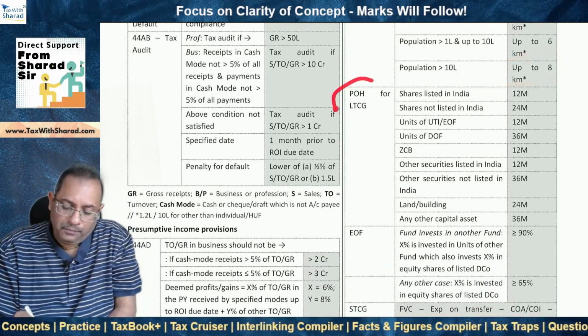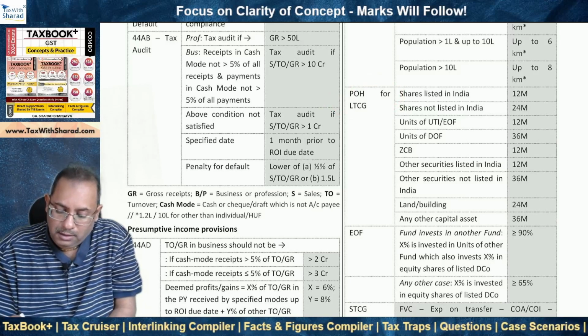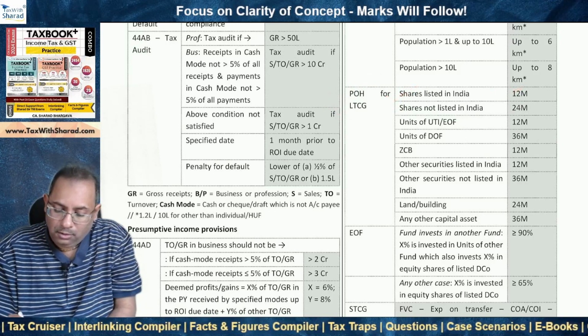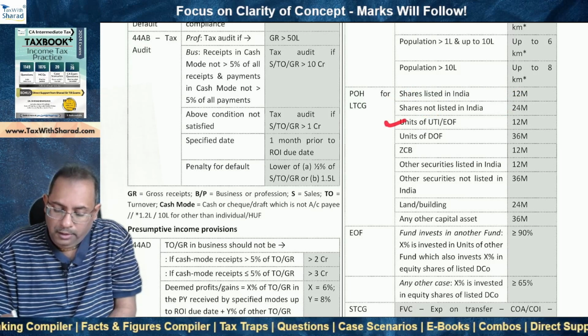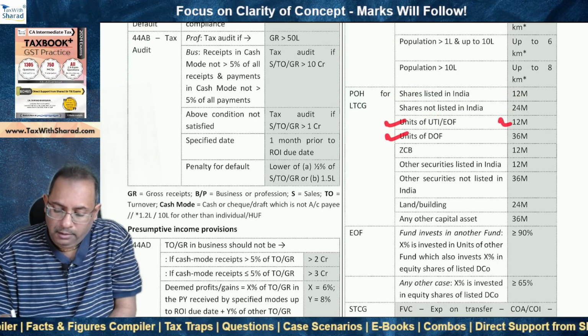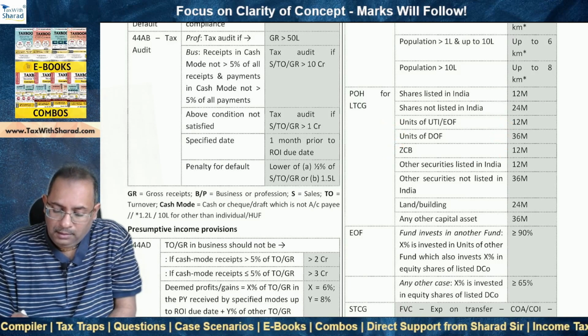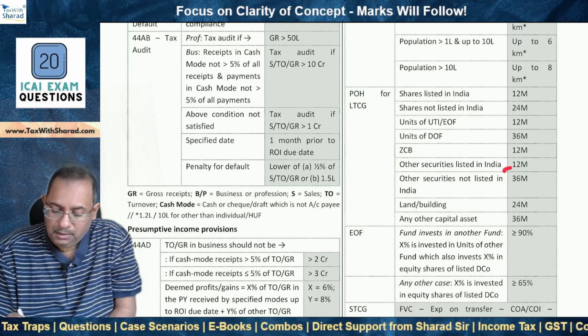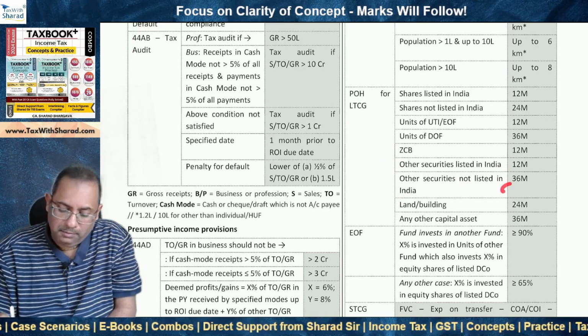Period of holding for determining whether the gain is LTCG, long-term capital gain. In case of shares listed in India, it is 12 months. Shares not listed in India, 24 months. Units of UTI or equity-oriented fund, 12 months. Units of debt-oriented fund, 36 months. Zero coupon bonds, 12 months. Other securities listed in India, 12 months. Other securities not listed in India, 36 months.